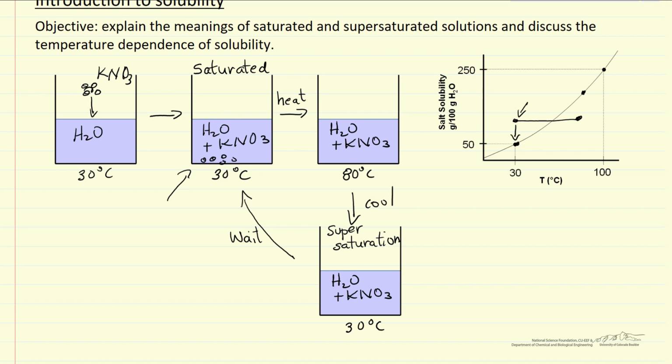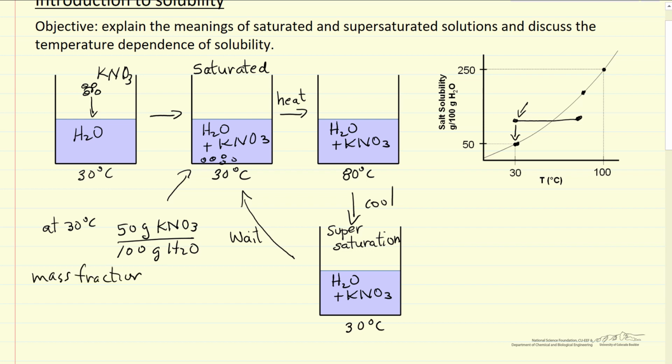So we should note in this plot of salt solubility that on the y-axis, it's a ratio. So at 30 degrees, if we read values off, we have 50 grams of potassium nitrate per 100 grams of water, which means if we wanted to calculate a mass fraction from this type of plot, and this is a typical plot, then 50 over 50 plus 100 gives a mass fraction of 0.33 for potassium nitrate. So this idea of saturation, remember, is the equilibrium condition. Supersaturation is not an equilibrium condition.